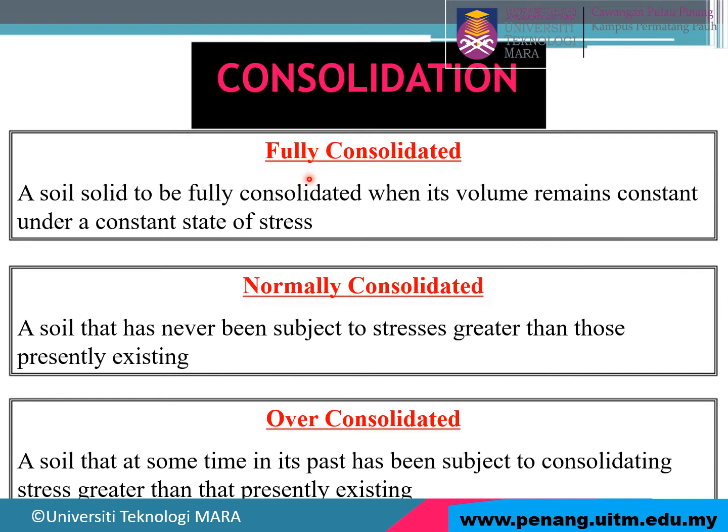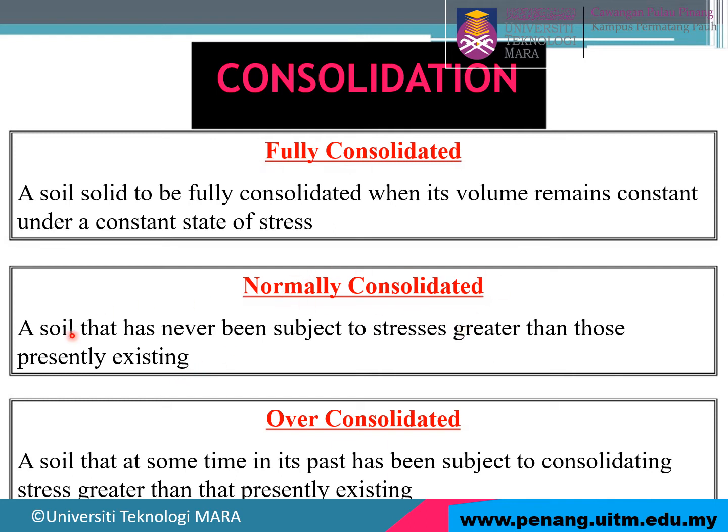So for consolidation, we have fully consolidated, normally consolidated, and over consolidated. So what is the difference? A soil is said to be fully consolidated when its volume remains constant under a constant state of stress. We call it fully consolidated.